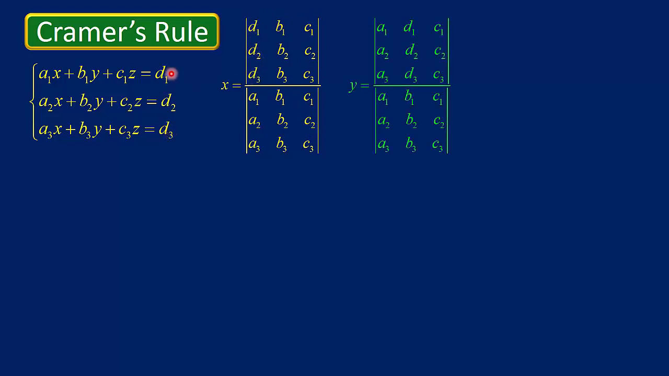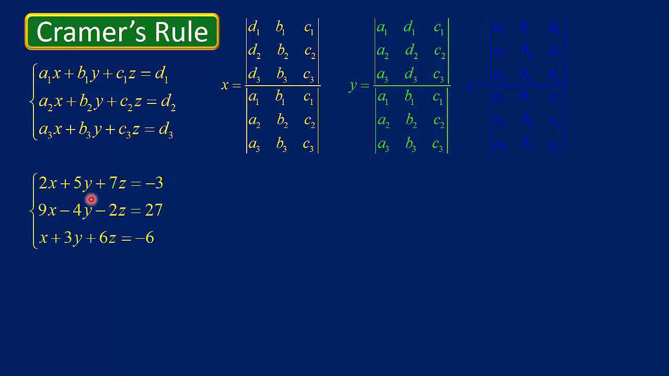Now, the same for the y. Look at the y's. Bottom, still the same. However, look at the top. In the column where the y coefficients would go, I've replaced those with these numbers over here. And likewise, the z. Look, the column with the z's has been replaced. So let's look at an example.